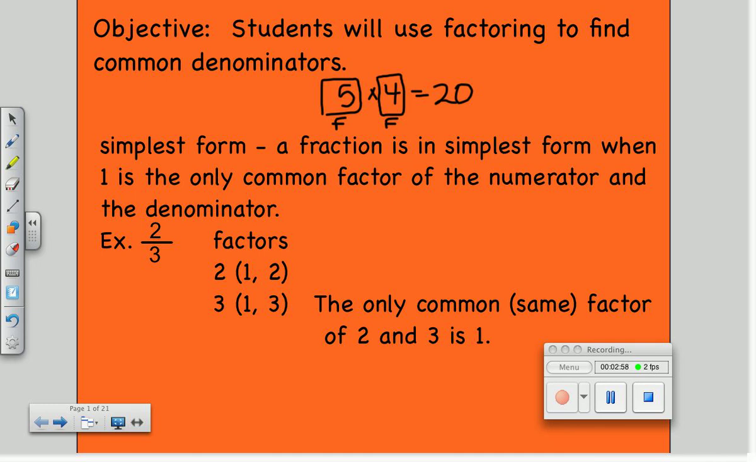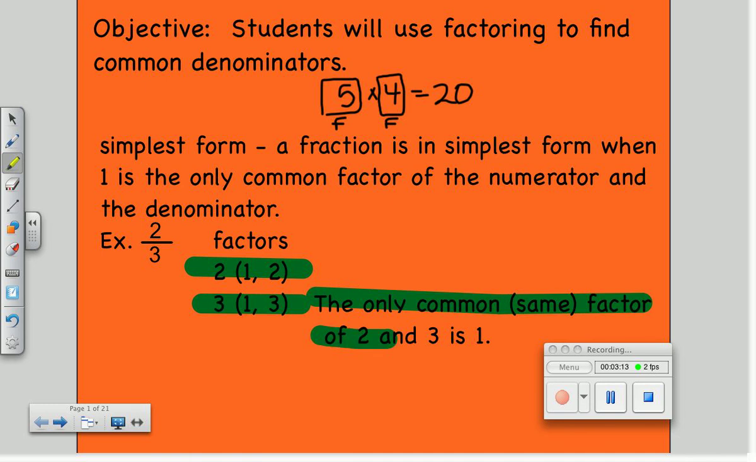So for instance, factors of 2 are 1 and 2, and I do want you to write all this down. Factors of 2 are 1 and 2, factors of 3 are 1 and 3. So the only common, or same, factor of 2 and 3 is 1. That means the fraction 2/3 is in simplest form. I cannot make 2/3 any smaller of an equivalent fraction than what it is.